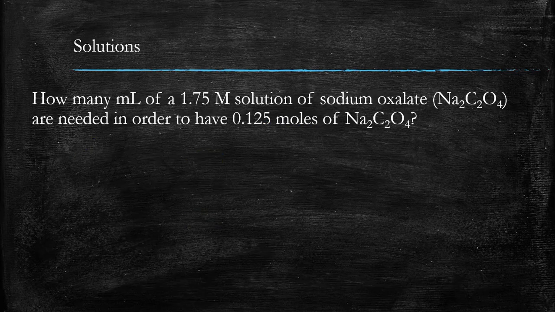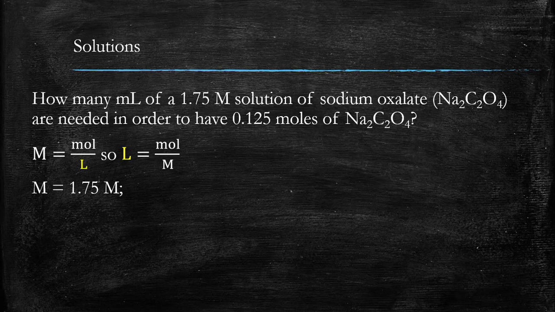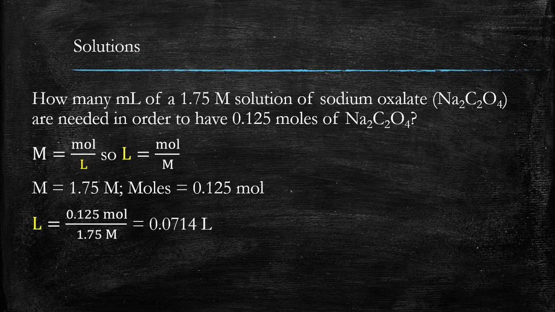How many milliliters of a 1.75 molar solution of sodium oxalate are needed in order to have 0.125 moles of sodium oxalate? The basic equation. Now we're looking for volume, so we can rearrange. Liters equals moles divided by molarity. M equals 1.75 molar. Moles equals 0.125 moles. Plug in the values, do the math, and you get 0.0714 liters.